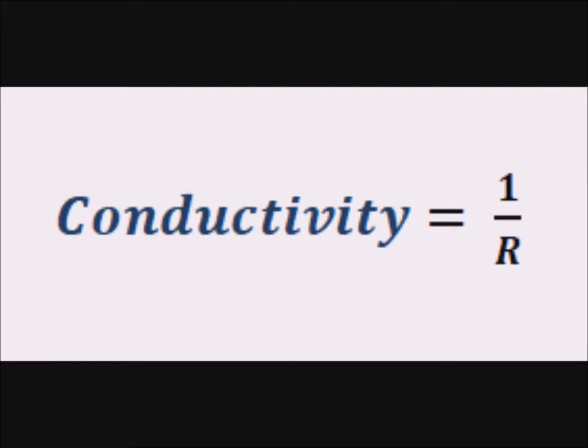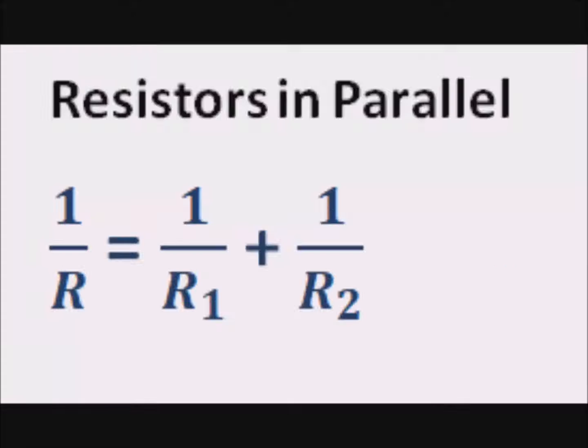We have seen that in general, current is inversely related to resistance. If the resistance is small, the current is large, while if the resistance is large, the current is small. We could therefore describe the conductivity of a resistor as the inverse of the resistance. When we have resistors in parallel, we can say that the total conductivity is equal to the sum of the conductivities of each resistor, as we saw with the water analogy.